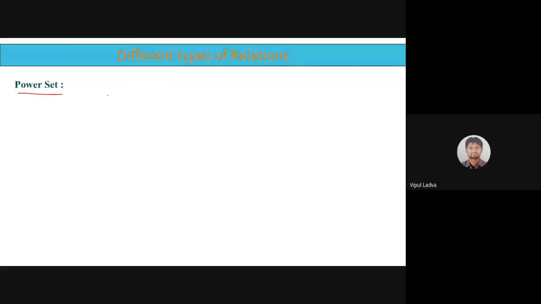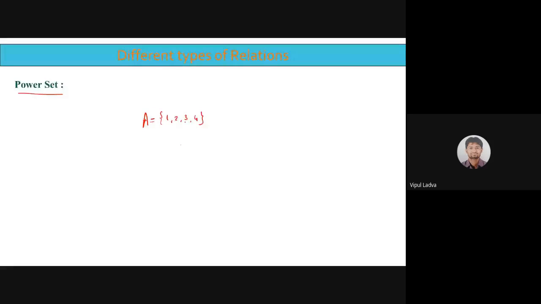So different types of relation is our first topic which we are going to cover. But for that, I need the definition of power set. What do we mean by a power set? Power set किसको बोलते हैं? चलिए. Suppose I'm giving you one set, set A as 1, 2, 3, and 4.